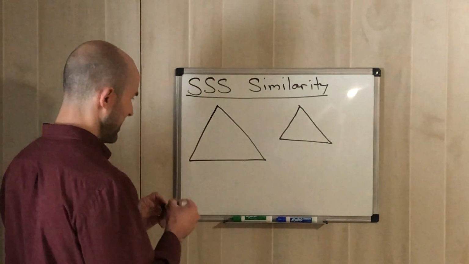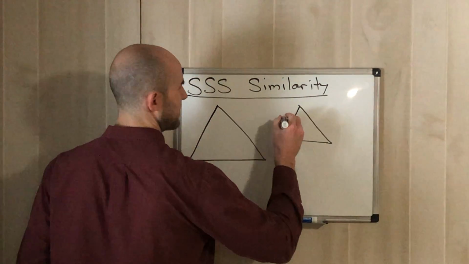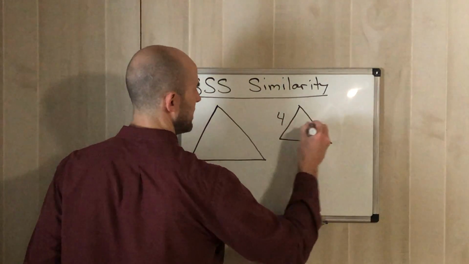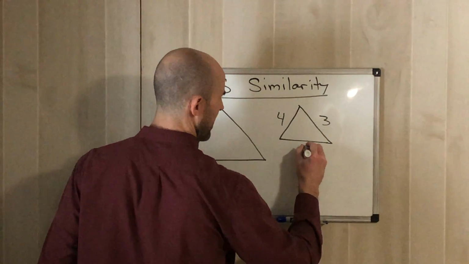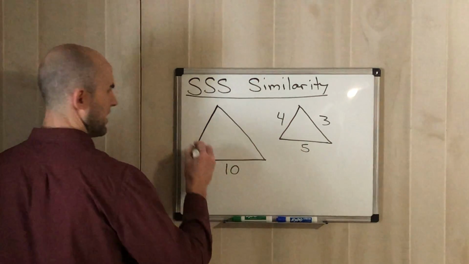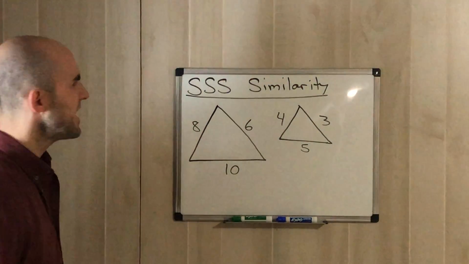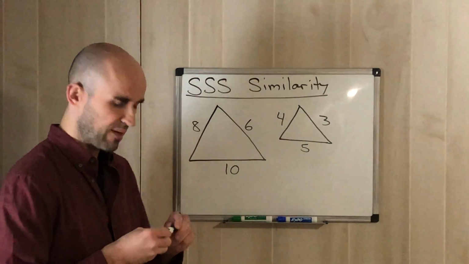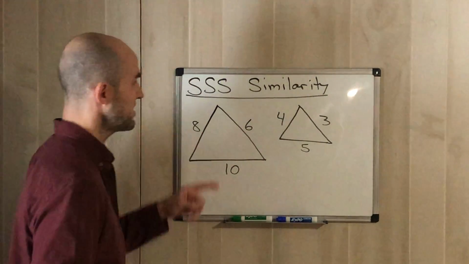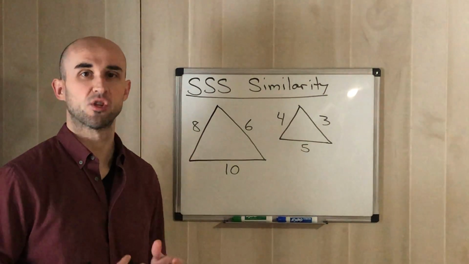So if we're looking at this, let's say that this side here, let's make this 4, let's make this 3, let's make that 5, right? Now let's make this 10, let's make this 8, let's make that 6. In order for this to be similar by SSS, again, 3 sides, we're not trying to show that the sides are congruent. We're trying to show that the sides are proportional.